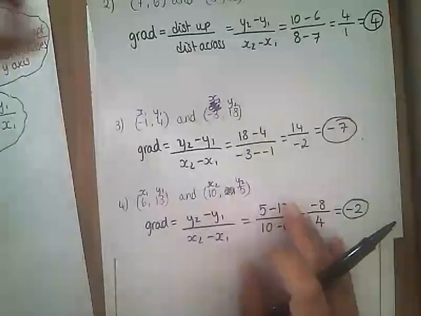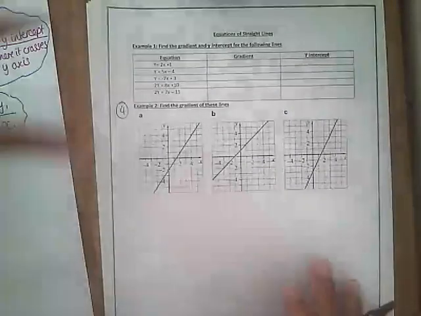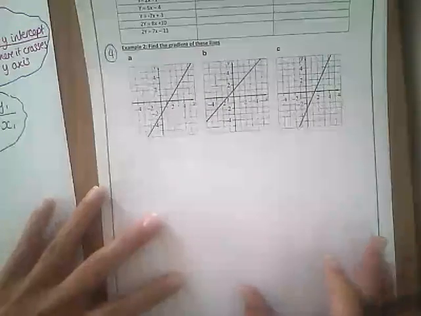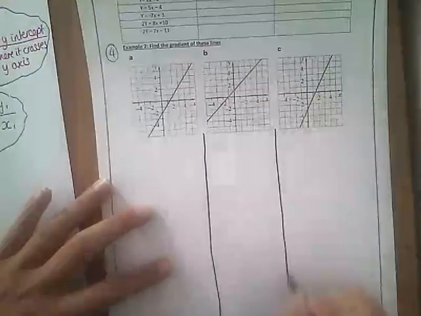Okay, that is how you find the gradient when you've been given a pair of coordinates. We're now going to go on to look at how you find the gradient when you have been given a graph. Okay, now I'm hoping you can see this. We'll roll with it. Right, so we're trying to find the gradient of each of these lines. I'm going to split them all up, okay?